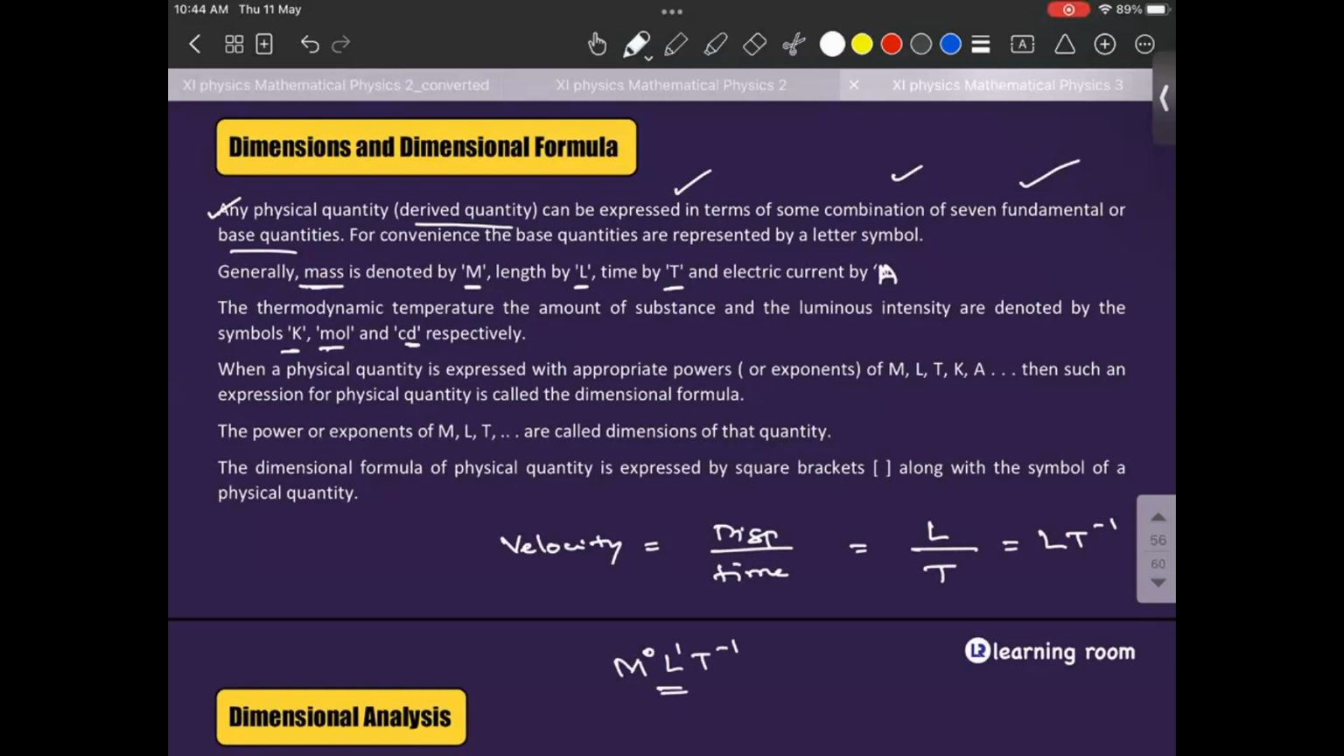If I give something like this to a person who is reading your paper, they understand that velocity is such a physical quantity, derived from the fundamental quantities in such a way that it does not depend on mass. Because what is the power of mass? Zero. It does not depend on mass. Rather, it depends on length once and time also once, but it is dependent on the reciprocal of time. That is how somebody will be able to understand. And this way of representing a derived quantity in terms of these letters M, L, and T is what is called the dimensional formula.